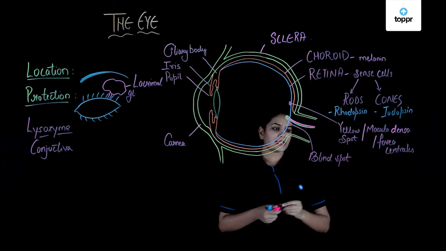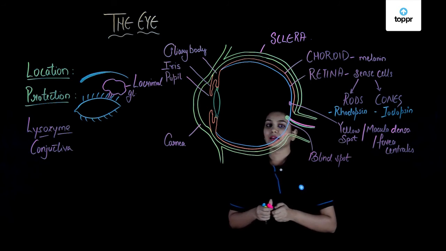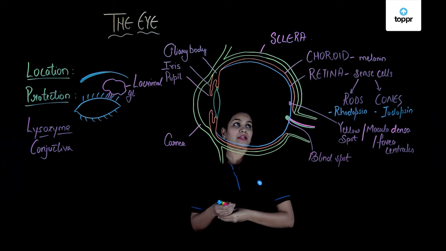Okay, we call it the blind spot, and here almost no cells are present. Okay, so this was about the sclera, choroid and retina.